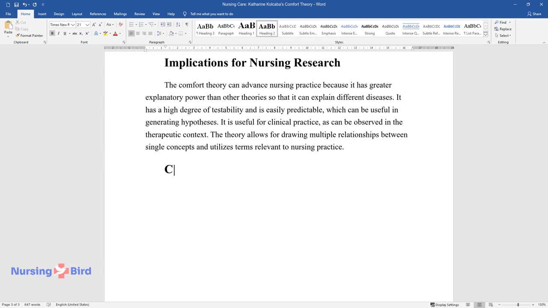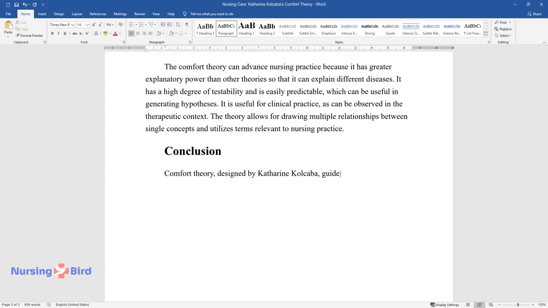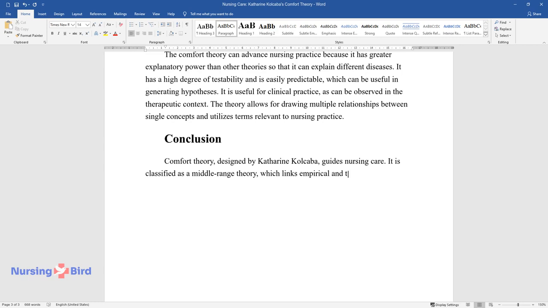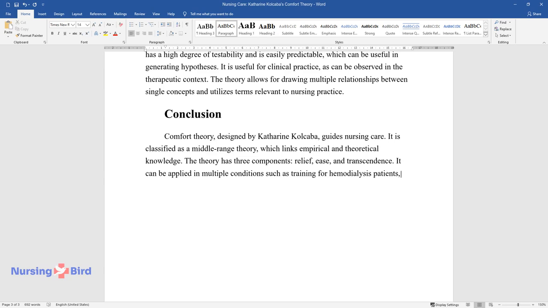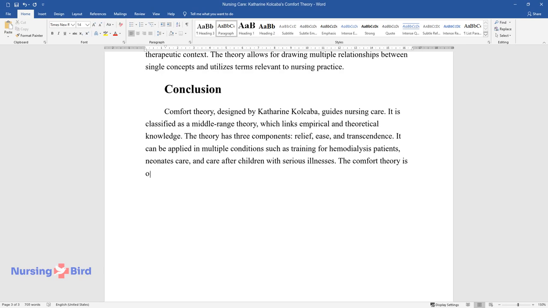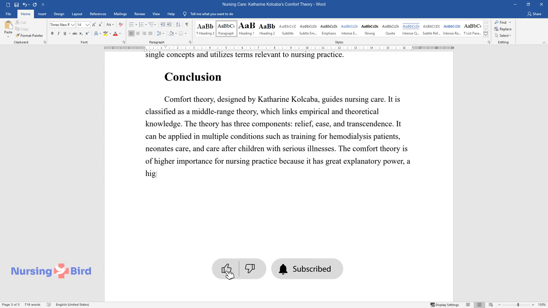Conclusion. Comfort theory, designed by Katharine Kolcaba, guides nursing care. It is classified as a middle-range theory, which links empirical and theoretical knowledge. The theory has three components: relief, ease, and transcendence. It can be applied in multiple conditions such as training for hemodialysis patients, neonate care, and care for children with serious illnesses. The comfort theory is of higher importance for nursing practice because it has great explanatory power, a high degree of testability, and is relevant to the nursing field.